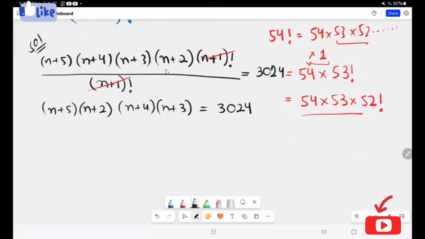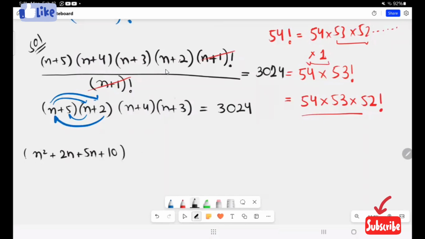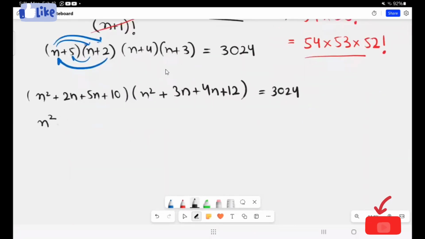Is equal to 3024. Now I'm going to multiply this. So I got n squared plus 2n plus 5n plus 10. And for this, n squared plus 3n plus 4n plus 12 is equal to 3024. Now I'm going to solve it further.